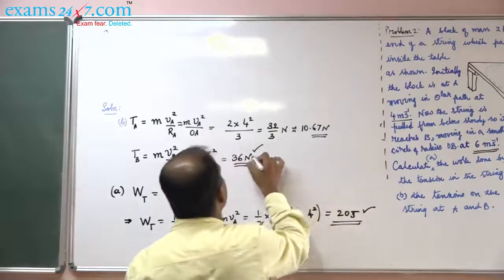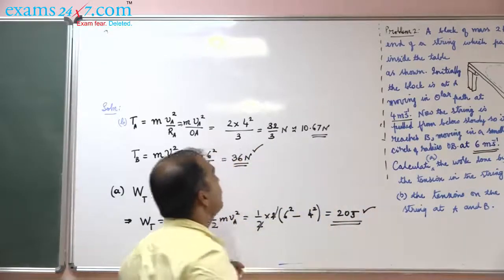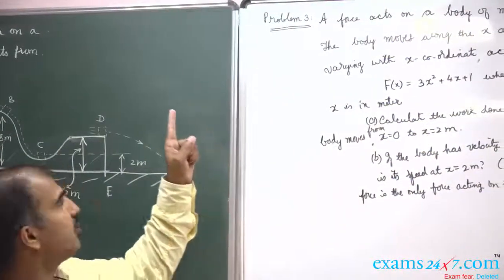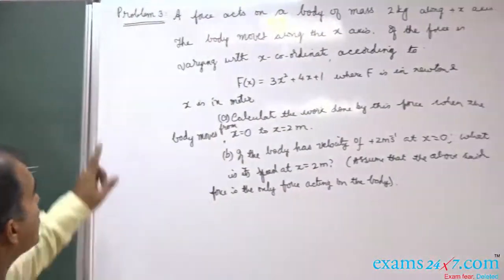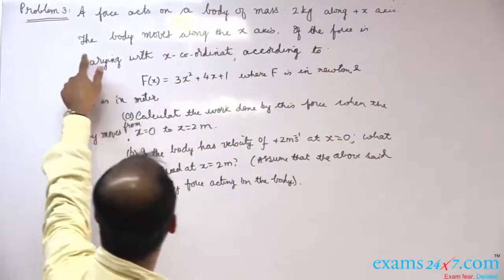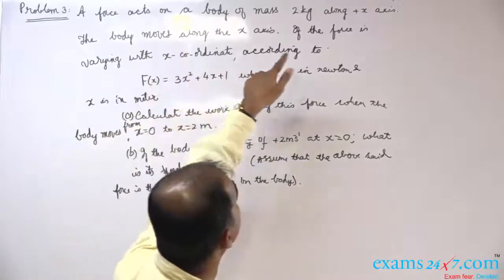So this is the answer for part B and this is the answer for part A. Now we shall take problem number 3. Problem number 3 says a force acts on a body of mass 2 kilos along the positive x-axis. The body moves along the x-axis.